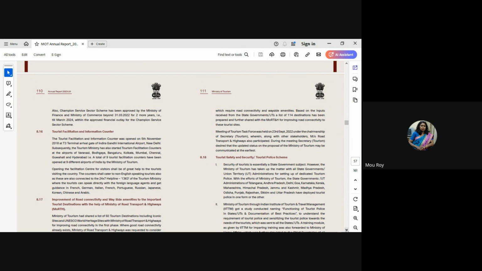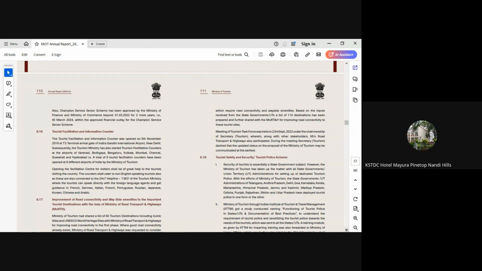Each state has its own police department, but now tourism also has its own tourism police. Places like Goa and all have their tourism police. So this is also an initiative of the Ministry of Tourism. Yes, ma'am, did you want to say anything?